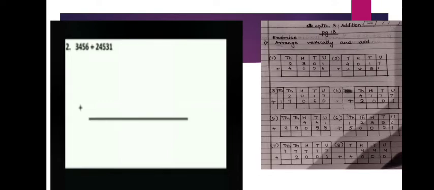$3,456 plus 24,531. So there are 5 numbers in the second number. So you are going to make a 10,000s column also. And then you are going to write the first number: 6 at units place, 5 at tens place, 4 at hundreds place, 3 at thousands place.